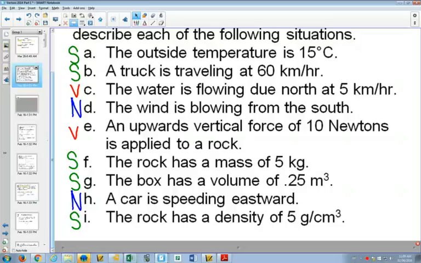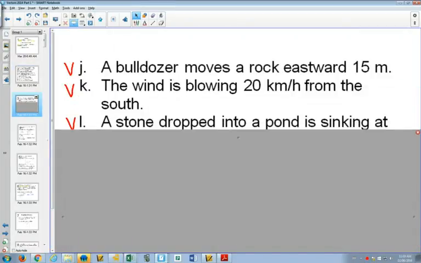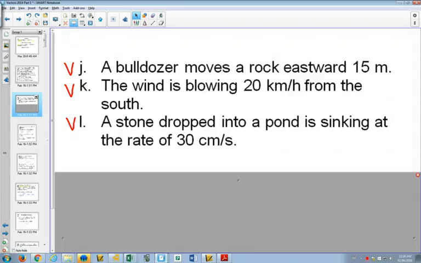So in E, that is a vector because you have a force and it has a measurement, and then you also know which direction it's going because it's going upwards. Finally, on the next page, the last one's a vector because you know it's going down. So each of those ones has a direction and a size.